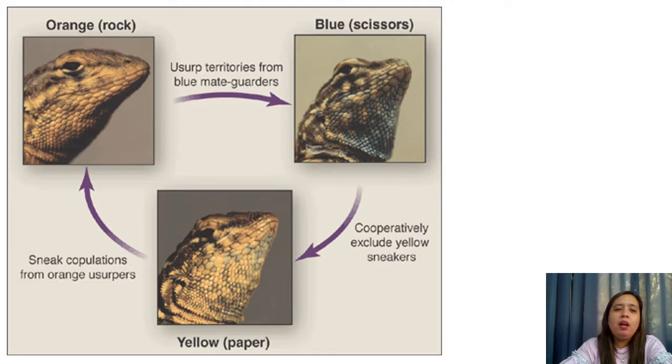We have here the orange blotch, the rock one. Rock, paper, scissors. It's a game, the rock, paper, scissors. What is paper? Let's look at it here. I will not turn it into a game.